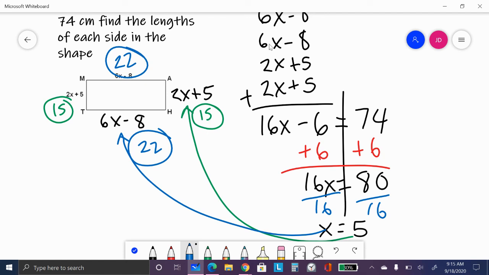The shortest side is 15. So be careful. Sometimes a question might ask, what's the longest side or what's the shortest side? All right. And this is, again, combining like terms. Like terms are when terms have the same variable with the same exponent.